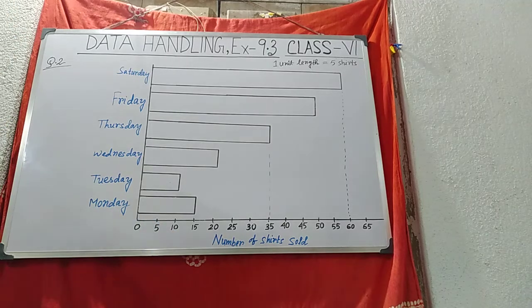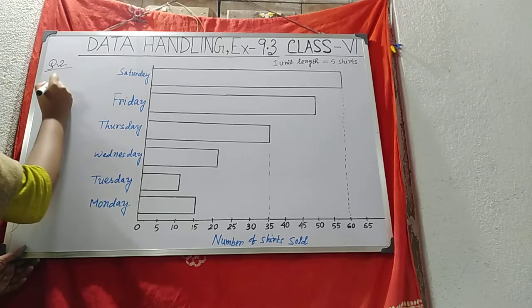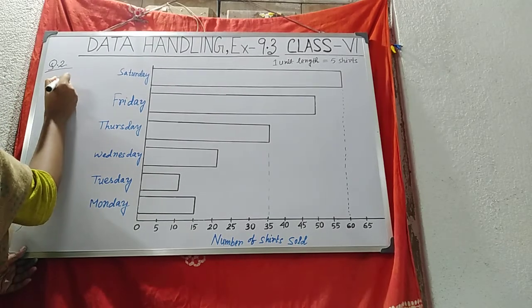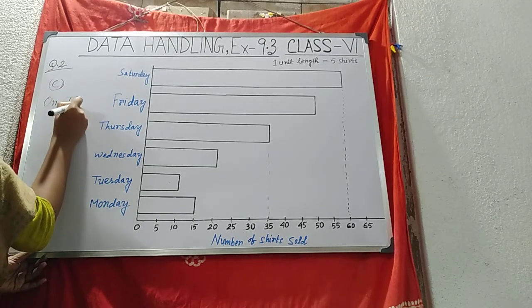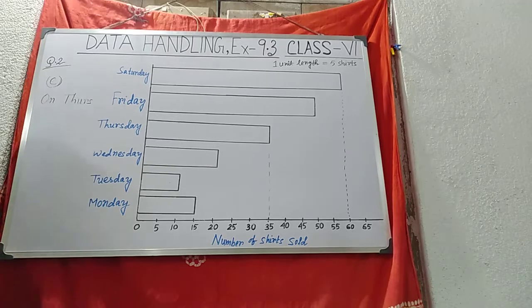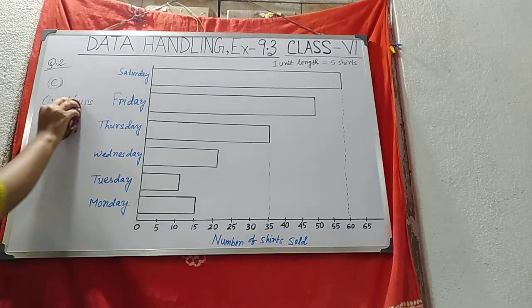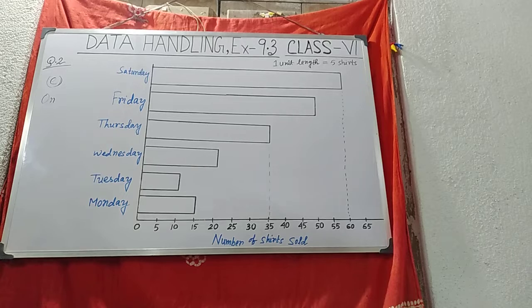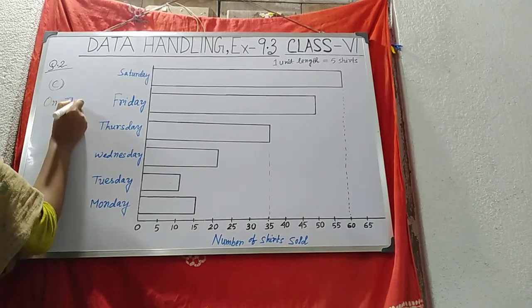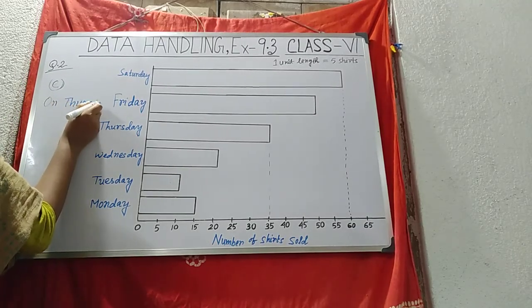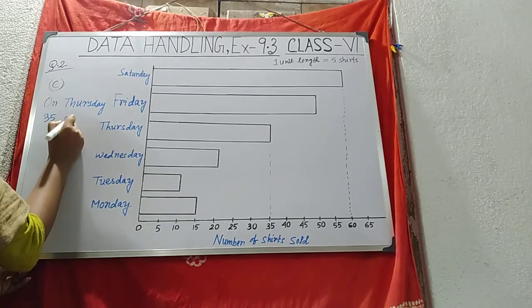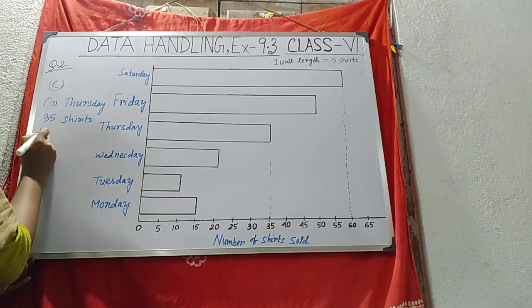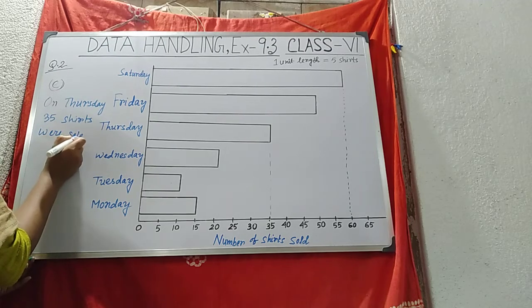So for the answer it will be: on Thursday 35 shirts were sold.